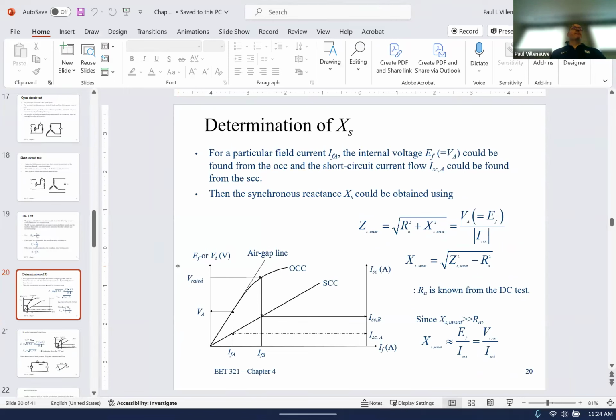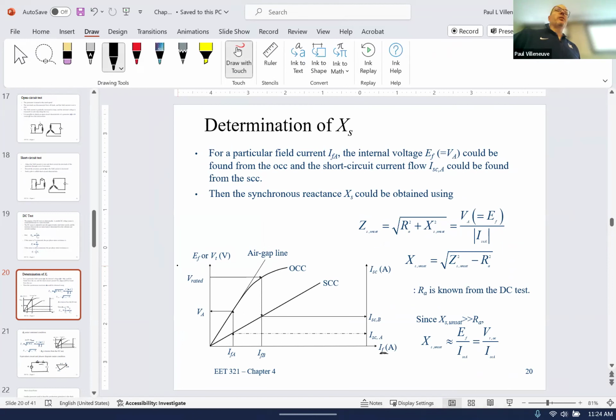When you do open circuit tests, you have no load on the generator, and then you just vary your field voltage. You can see this is my field voltage, my field current. This is a DC current. So you're just increasing it, and then you're monitoring the voltage on the terminal. That's all you're doing, and you come up with a curve. That's the only test that you're doing.